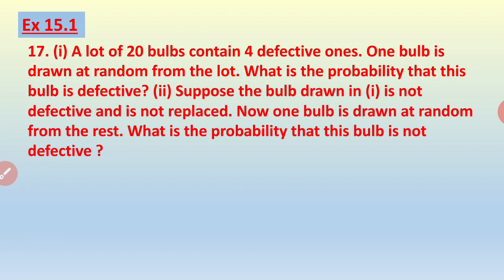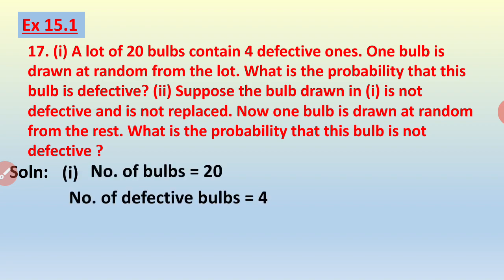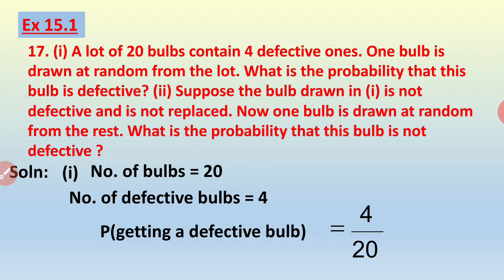Next question number 17. A lot of 20 bulbs contain 4 defective ones. Now the total number of bulbs is 20, which is already given. Out of those 20, 4 are defective. That means the remaining 16 are good. One bulb is drawn at random from the lot. What is the probability that this bulb is defective? Out of 20, 4 are defective. So the probability will be 4 upon 20. That is 1 upon 5.